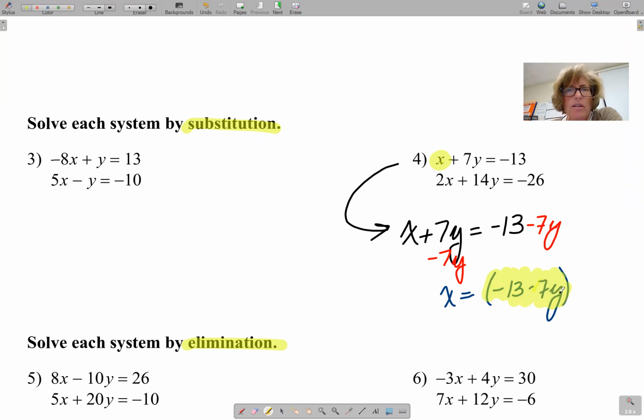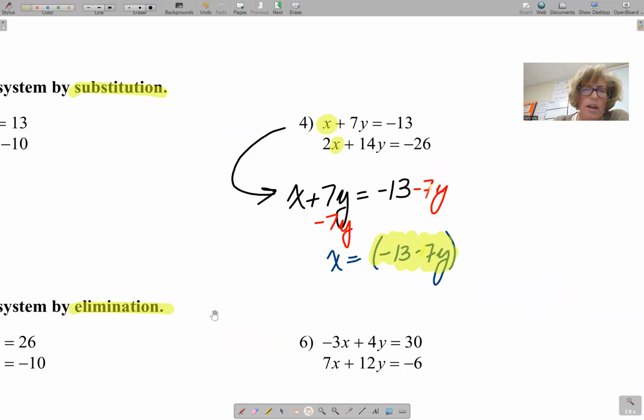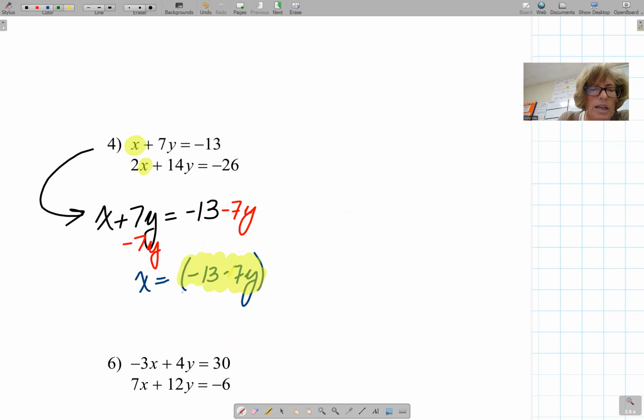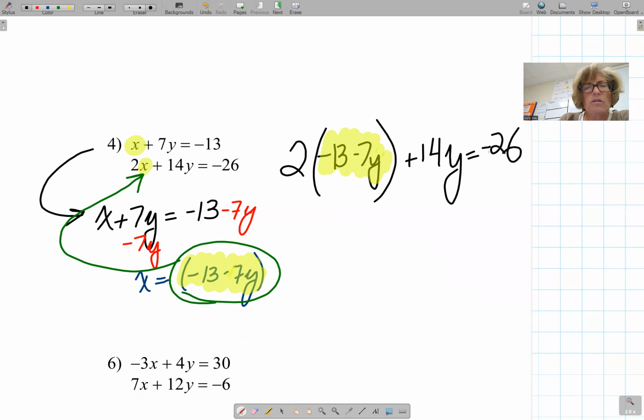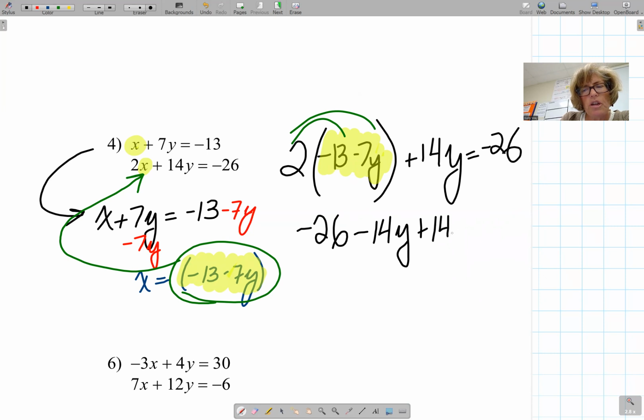So now we take that definition of x and we plug it into the equation we did not use right there. So I'm going to take this definition, plug it in right there. So 2 times (negative 13 minus 7y), because we're substituting that value for x, plus 14y equals negative 26. Distribute. So we have negative 26 minus 14y plus 14y equals negative 26.